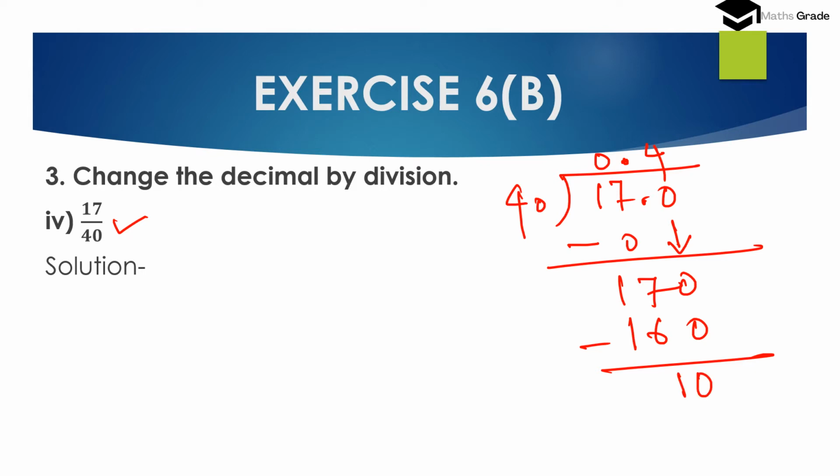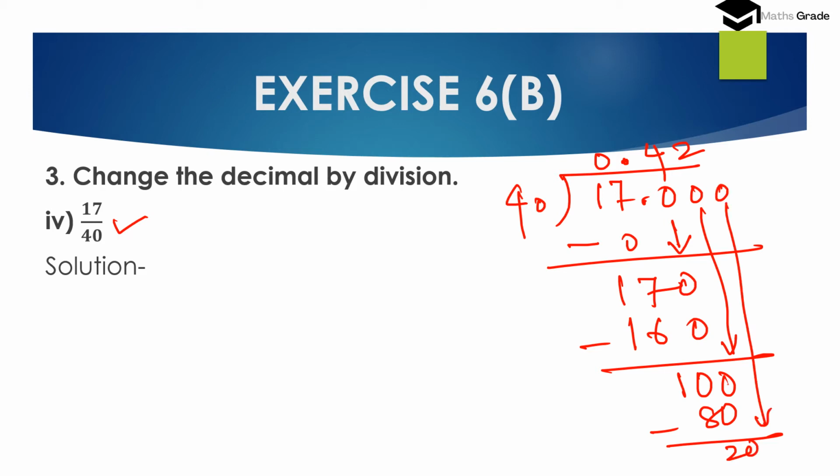Means this 0. Now write this 0. Now in the table of 40, 40 multiplied with 2 is 80 and 40 multiplied with 3 is 120. 120 is more than 100. So we have to multiply 40 with 2. 40 multiplied with 2 is 80. Now 100 minus 80 is 20. Now write this 0. And in the table of 40, if we multiply 40 with 5, we will get 200. And now 200 minus 200 is 0.